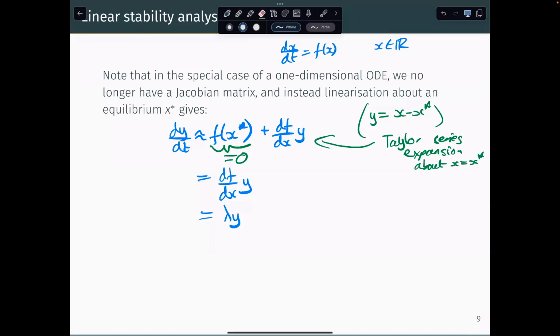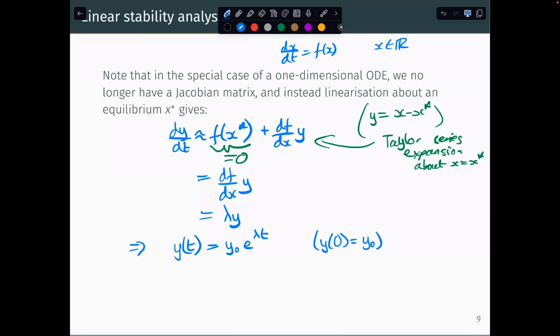You can solve this. Hopefully you can solve this. This just gives you y of t is equal to y0 e to the lambda t, where y of 0 is equal to y0. So y0 is just a constant.